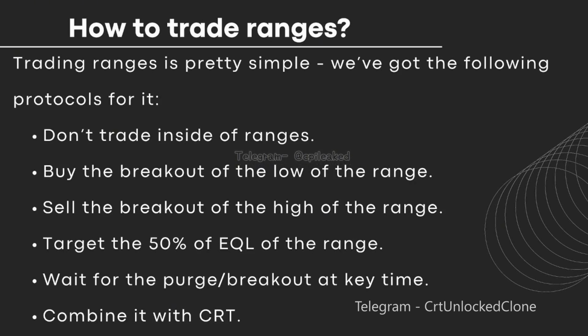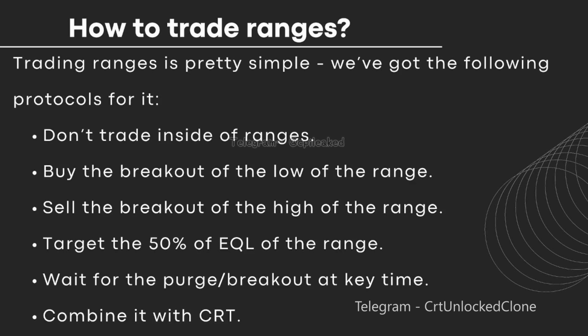Pretty simple. Next one we've got is an important protocol for targets. Now this one says that you must always target 50% of the range, the equilibrium, right? Whenever you get an entry, and you get a proper entry, you must always have the 50% of the range as your first target.